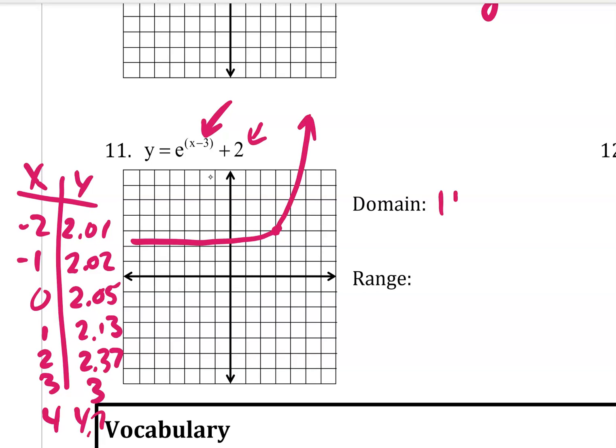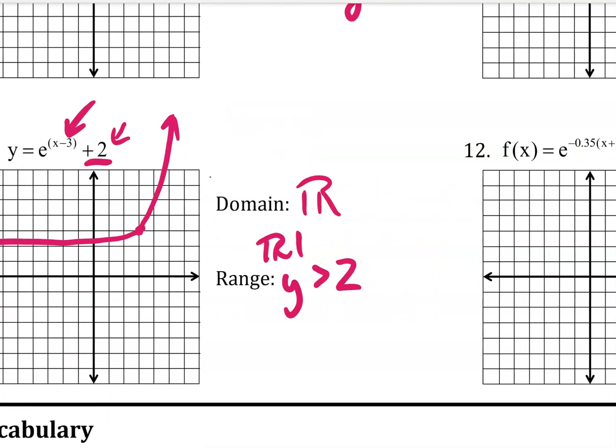Our domain is still all real numbers. No restriction to that. But our range, now we've lifted 2 higher. So y, all real numbers such that y is greater than 2.